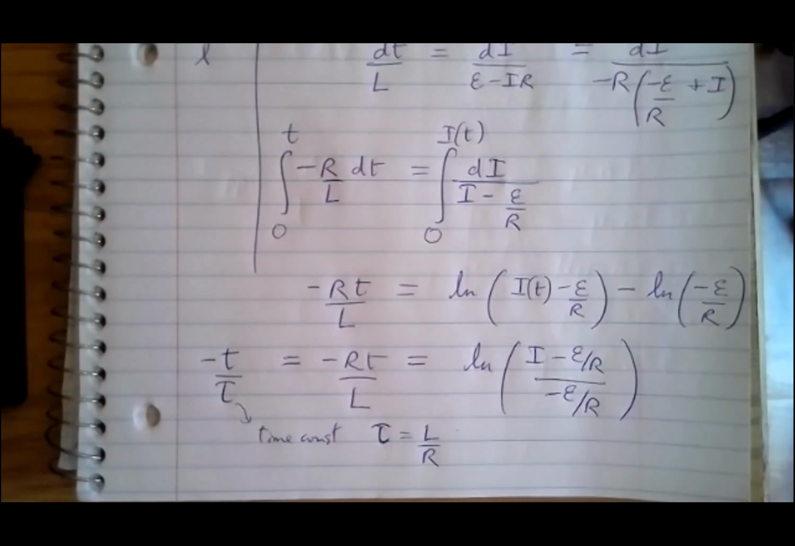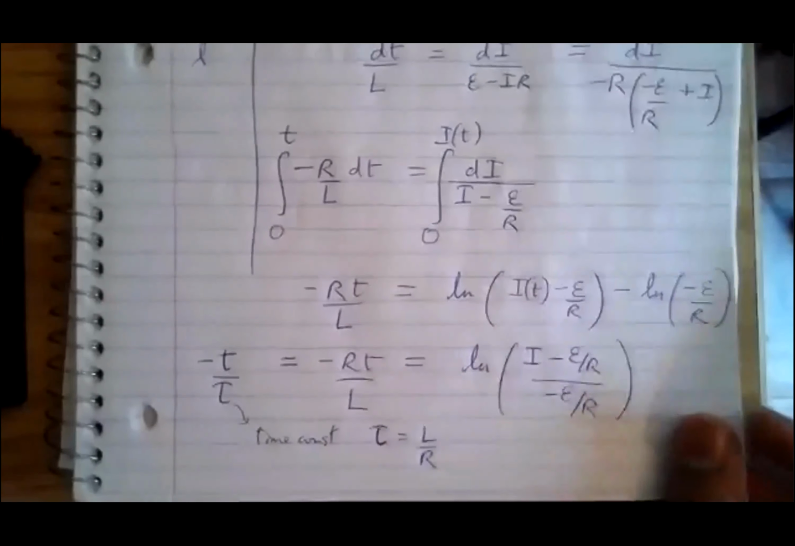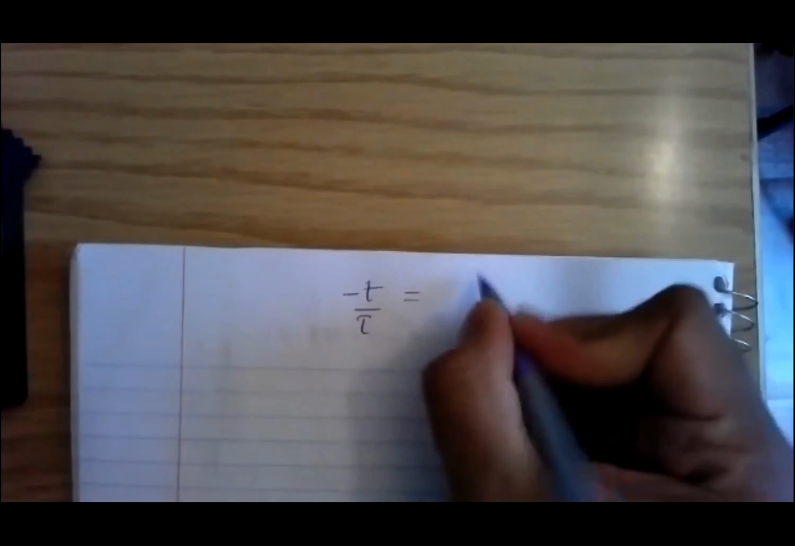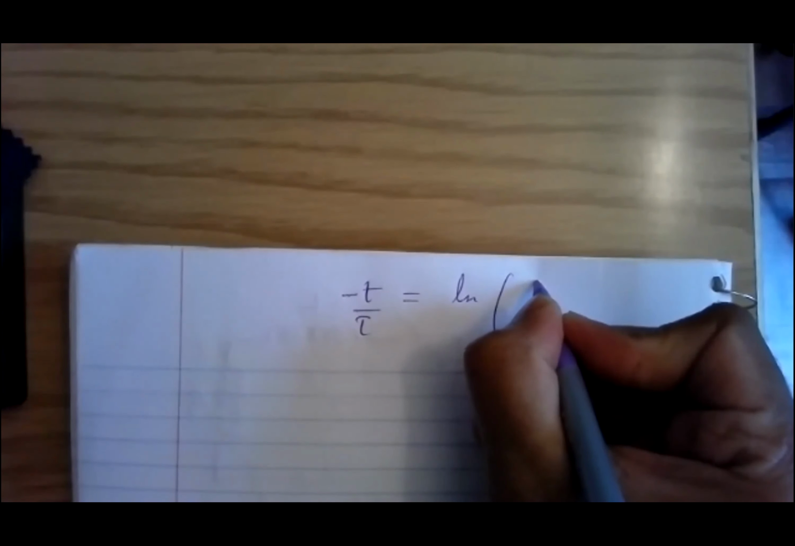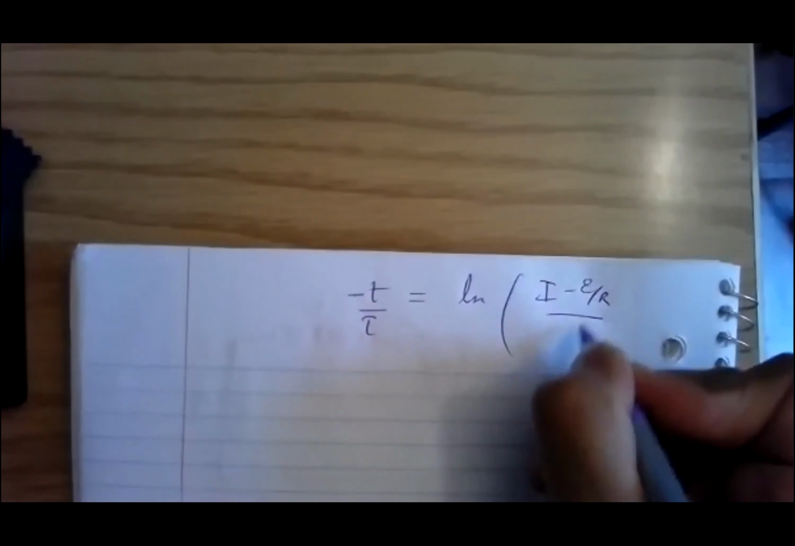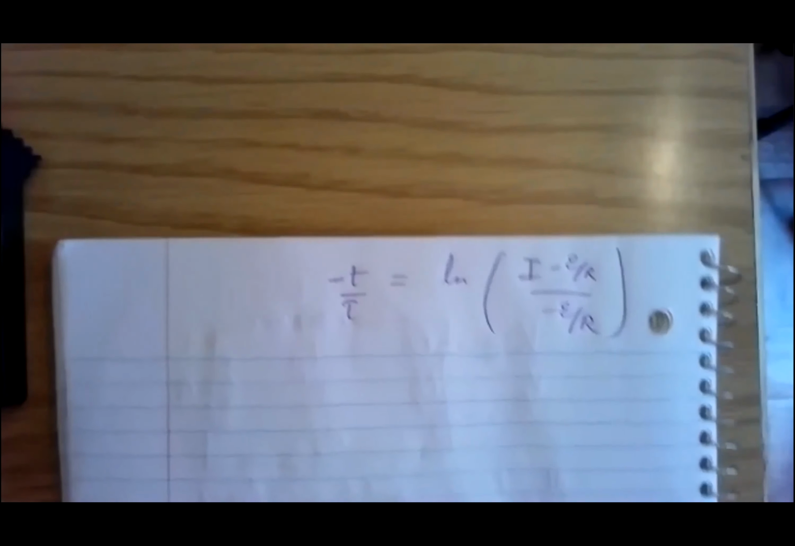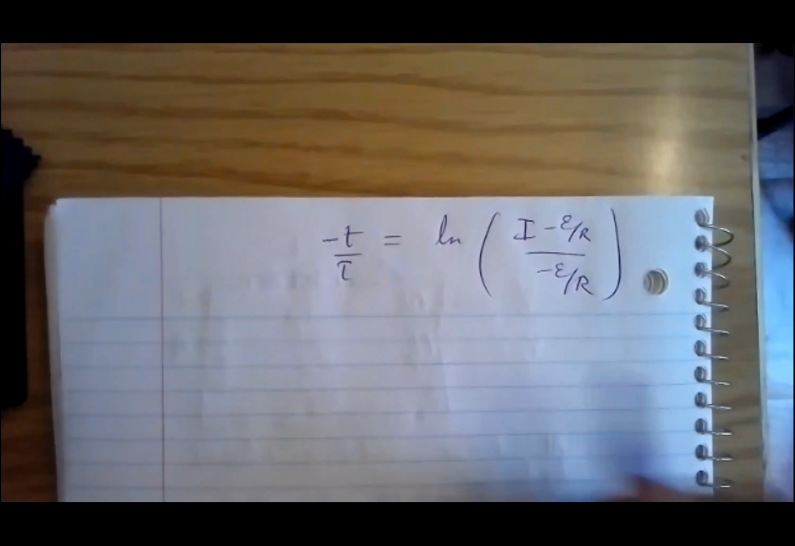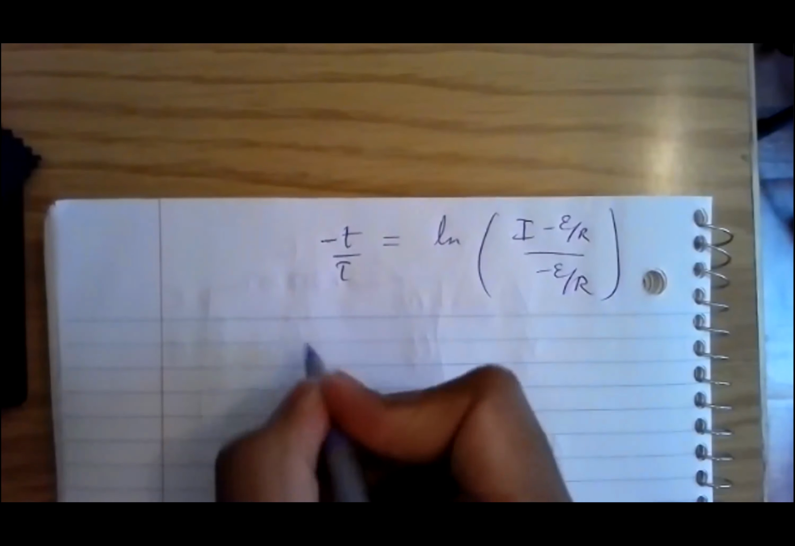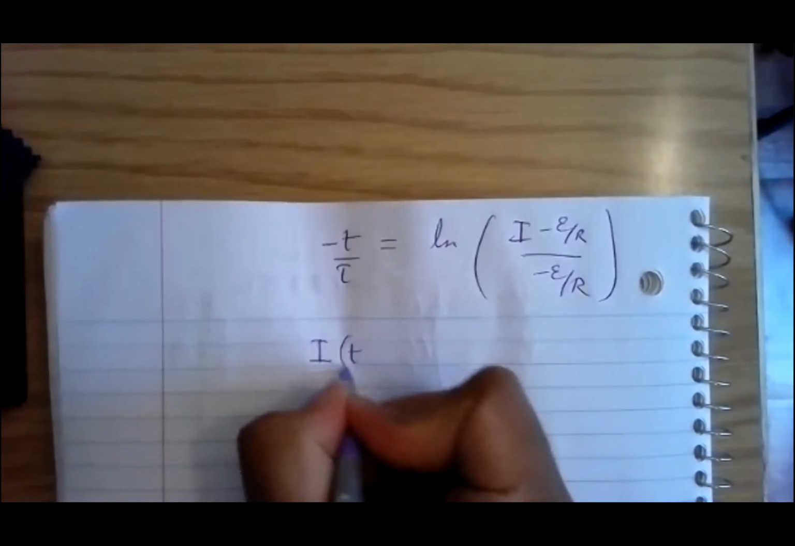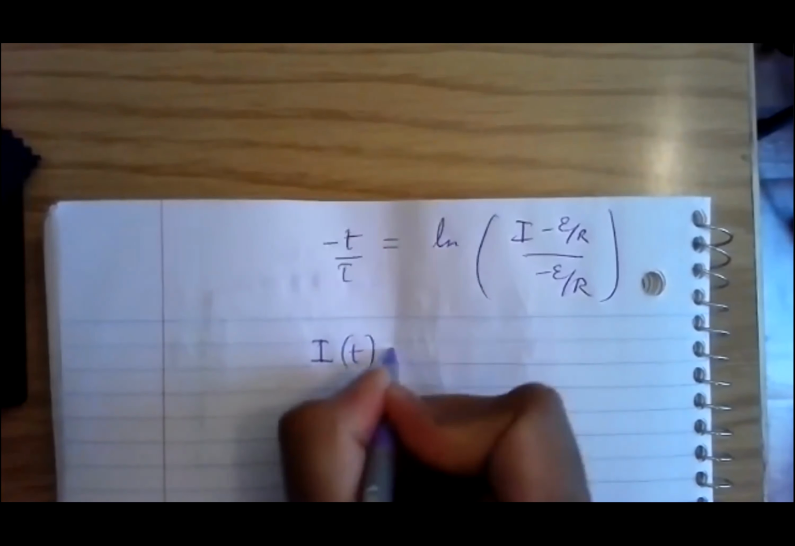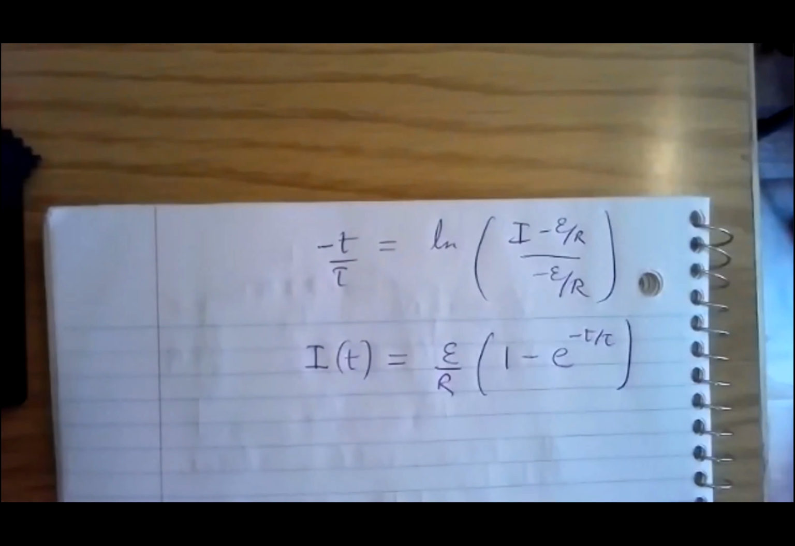All right, so let me turn the page and follow up on that. So I have minus t over tau is equal to natural log of (I minus E over R) divided by (minus E over R). And to get rid of the natural log, I need to exponentiate both sides. So I can do that. I can rearrange stuff. And so finally, what do I get? I get I of t is equal to E over R times (1 minus e to the minus t over tau).